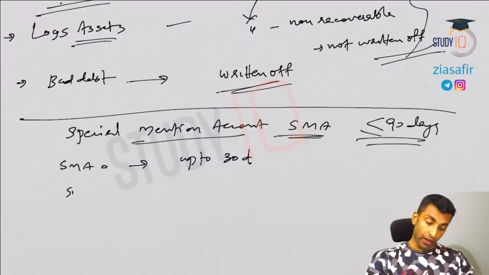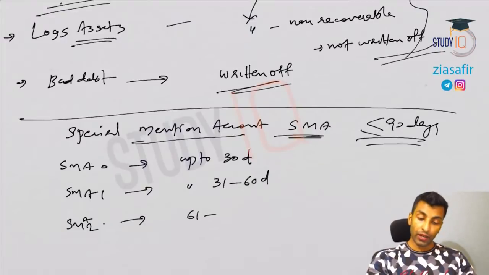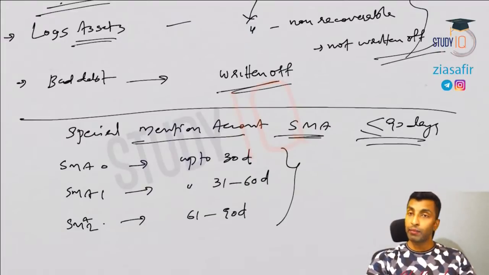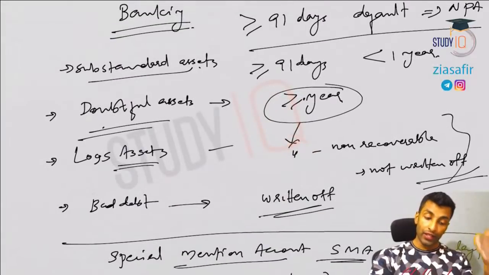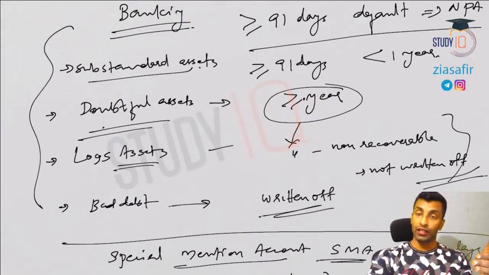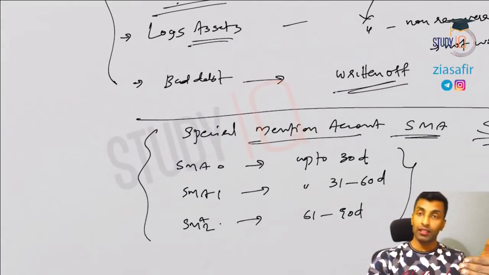Then SMA 1, that is default up to 31 to 60 days. SMA 2 is actually 61 to 90 days. 90 and above is NPA, and within NPA there are different classifications. Within special mention account, these are the three classifications.